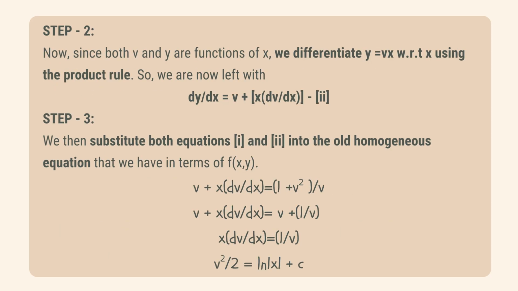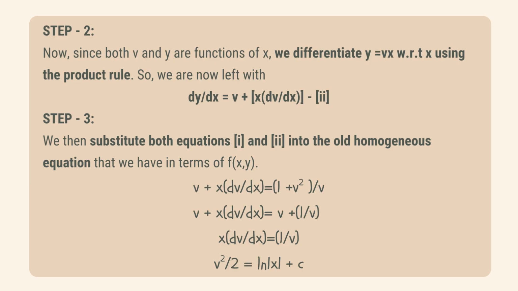Now our step 2 would be that because v and y are both functions of x, we can differentiate y is equal to vx with respect to x using the product rule. So now we get dy by dx is equal to v plus x times dv by dx, and say that this is equation 2, and the equation we saw in the previous slide is equation 1. We use both equations 1 and 2 and substitute them into our original homogeneous equation in terms of f of x comma y. Can you build on that, Vasu?